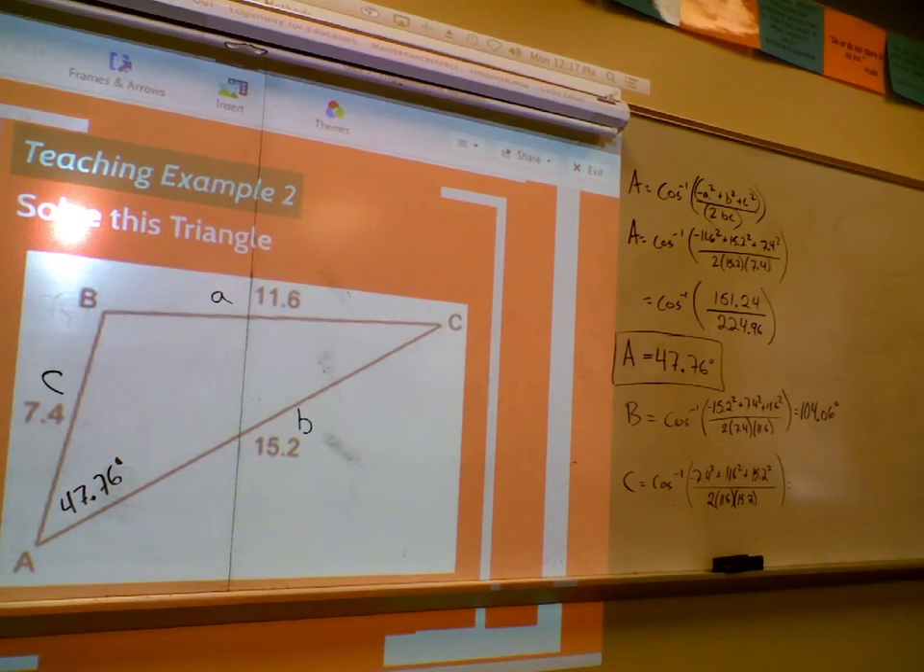When you divide, you have to put parentheses. Yes, put parentheses on the top and the bottom. You did inverse cosine, right? I did that. What happened on the side?